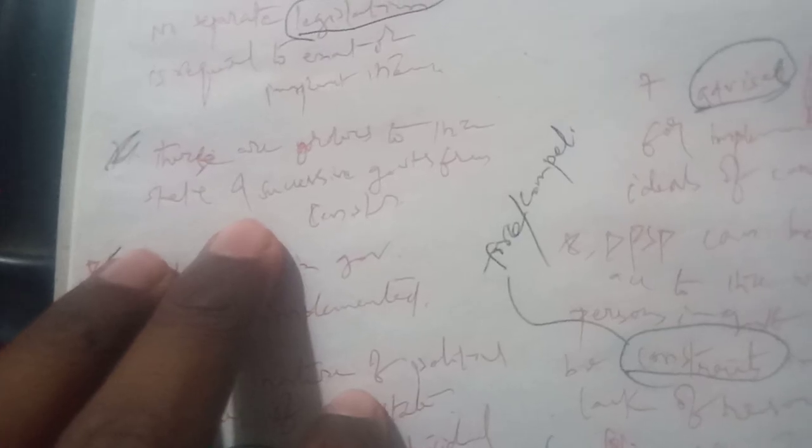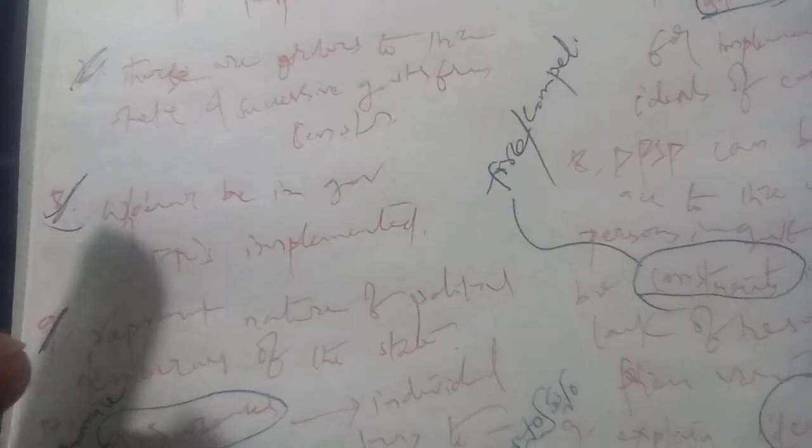Seventh point from the FRs: These are orders to the state and successive governments from the Constitution. DPSP advises successive governments on implementing the ideas of the constitution makers. Eighth point from the FR: Whoever is in government, fundamental rights are implemented.